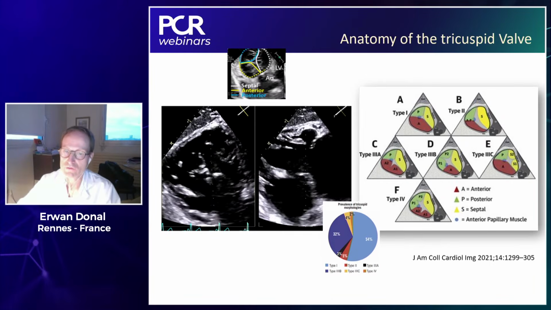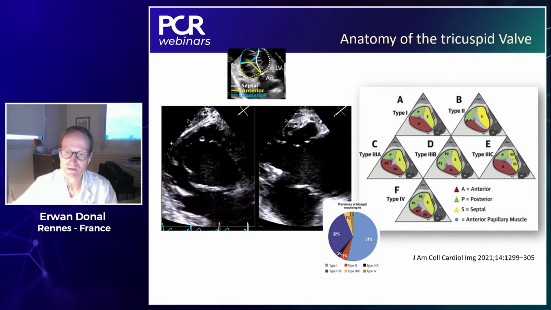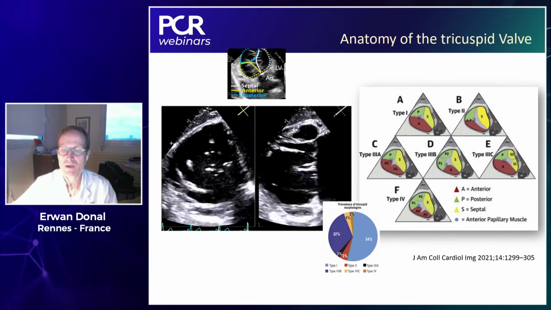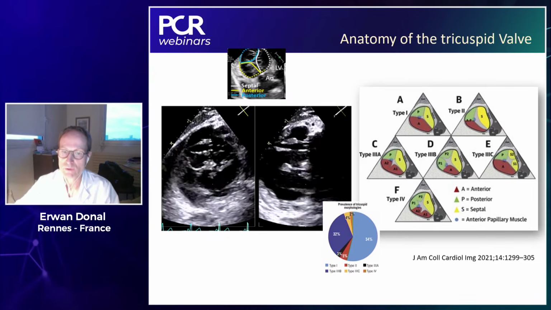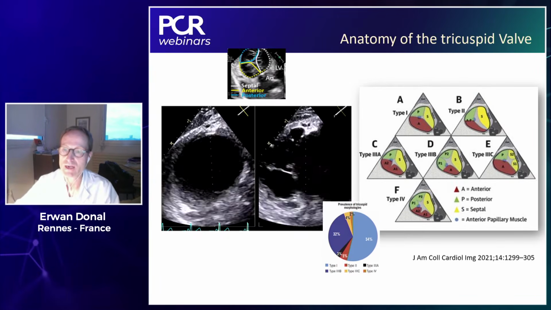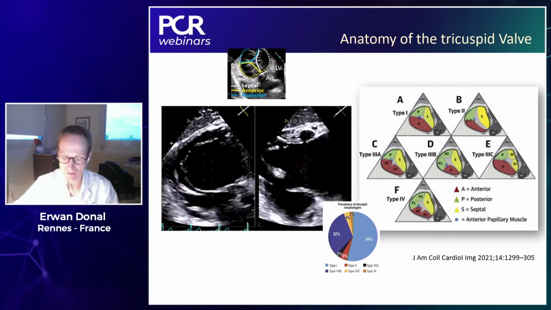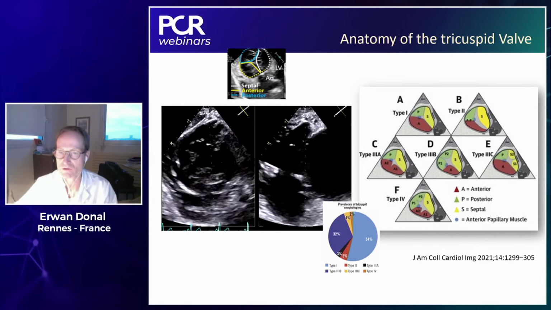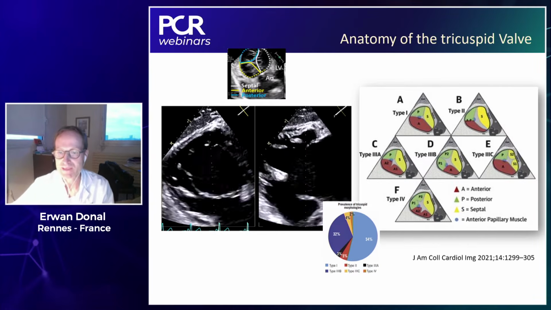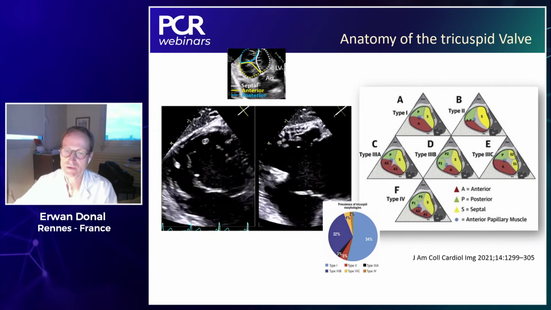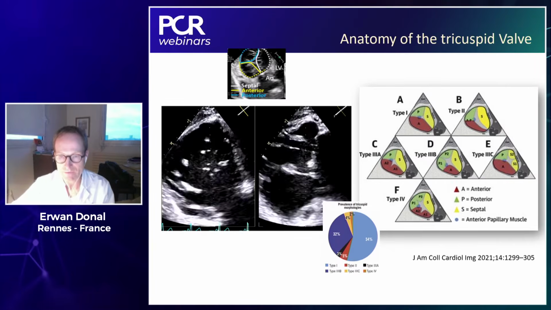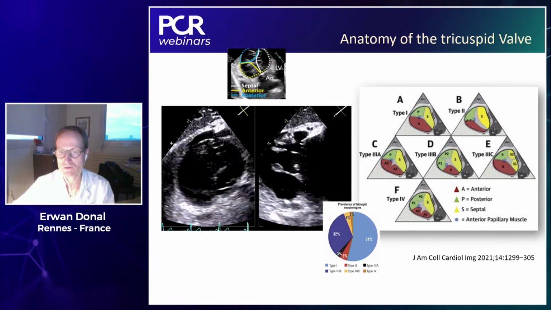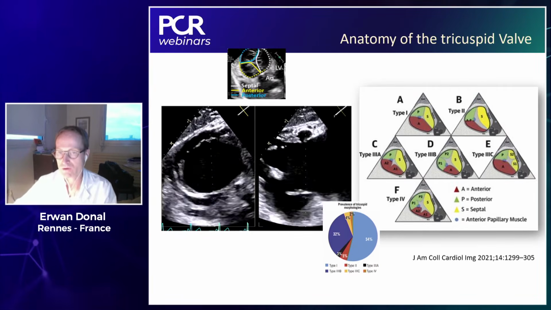And then you have to keep in mind what has been said by Denisa. Most of the time we have 3 leaflets, but in at least 1/3 of the patients that you will see with a severe TR, you will have a type 3B tricuspid, which means that you will have 2 posterior leaflets. And if you have 4 leaflets, you know that it will be much more complicated to deal with the tricuspid regurg when you implant clips.